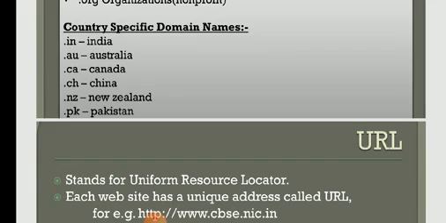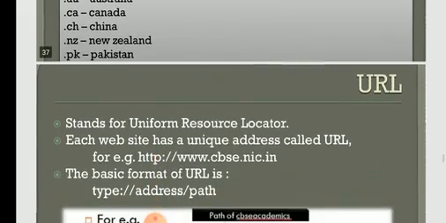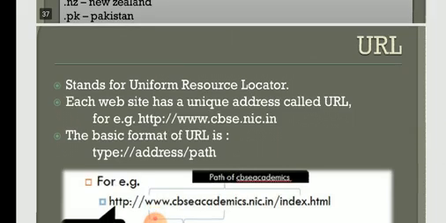URL stands for Uniform Resource Locator. This we have seen already. Each website has a unique address called URL. Look at the example, http://www.cbsc.nic.in. The basic format of a URL: initially it will have a protocol, that is the type. HTTP is our type. After that, the address. The address is www.cbsc.nic.in/path. The path will be given.